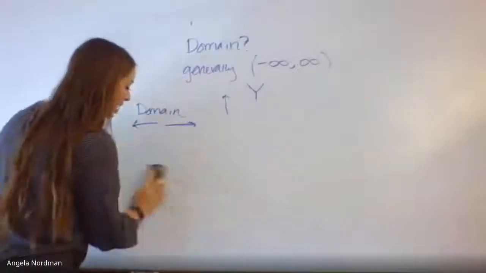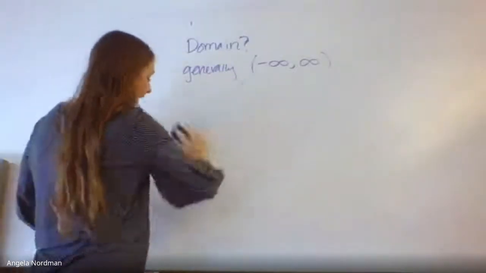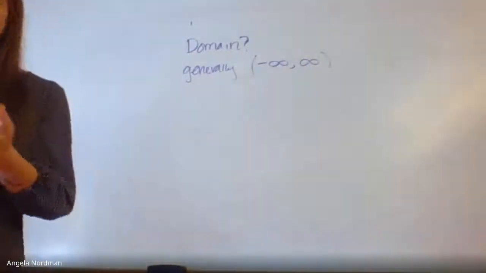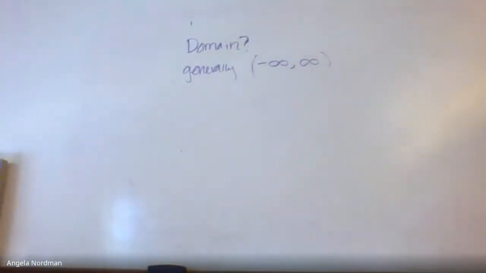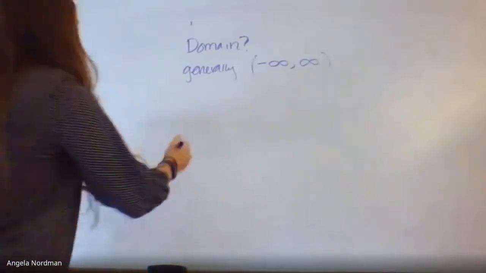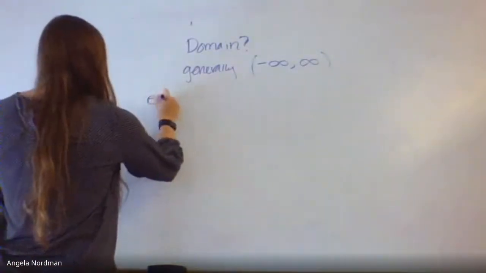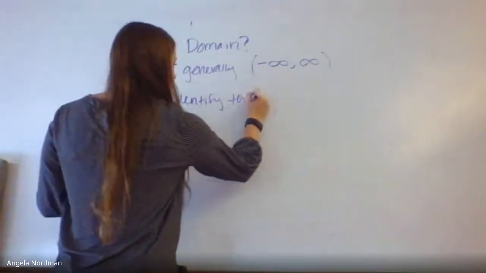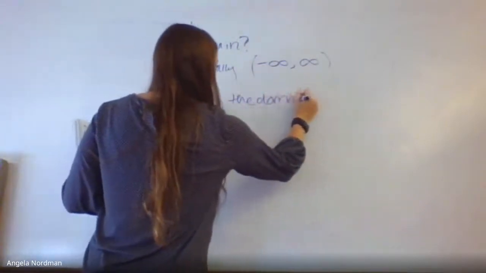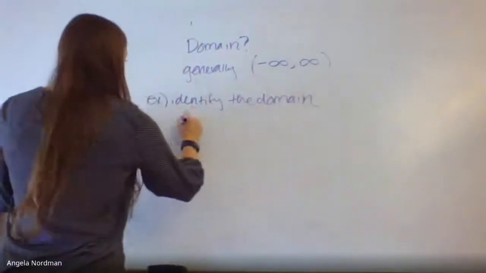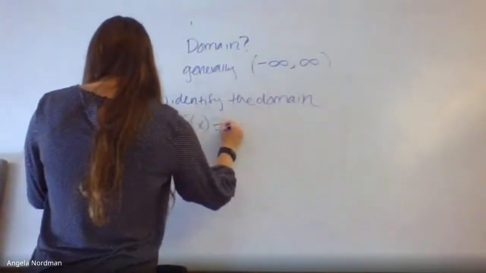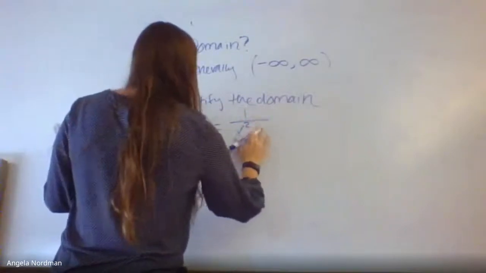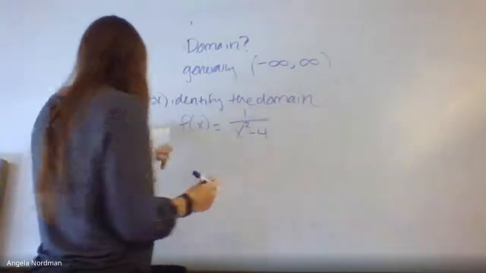How do we find those asymptotes? When would I ever be able to say that my range, or that my domain isn't negative infinity to positive infinity? So I want us to identify the domain of f of x equals 1 over x squared minus 4.